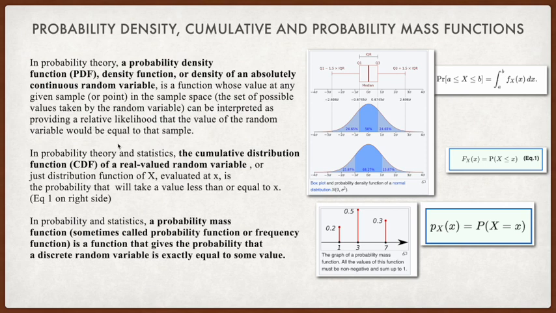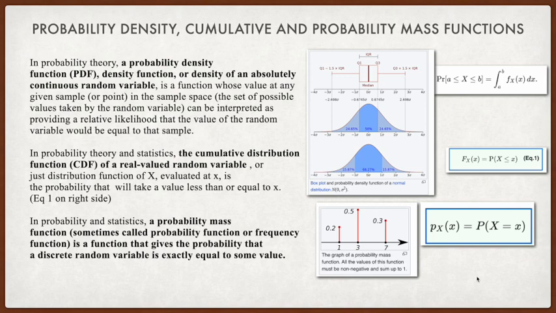Next, in probability theory and statistics, the cumulative distribution function of a real-valued random variable X, evaluated at x, is the probability that X will take a value less than or equal to x. So it is a cumulative one. It includes all the values. The probability mass function gives the probability that a discrete random variable is exactly equal to some value. So in the below figure, the probability that x is equal to 1 is 0.2, the probability that x is equal to 3 is 0.5, and the probability that x is equal to 7 is 0.3.